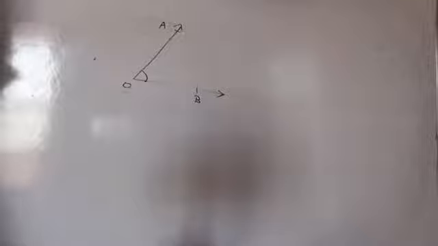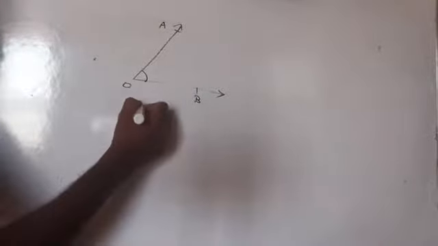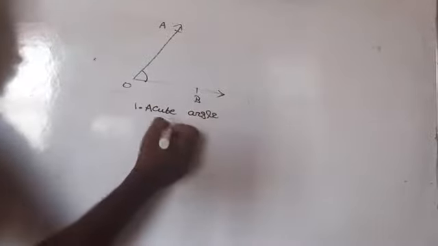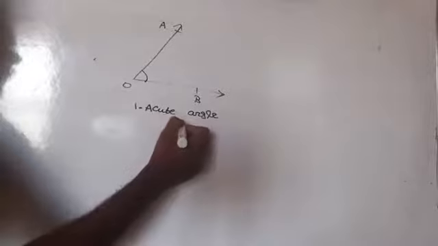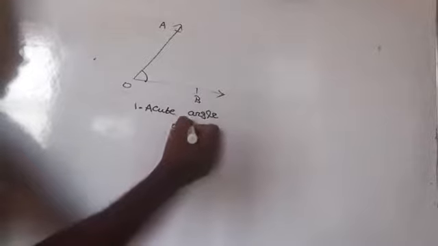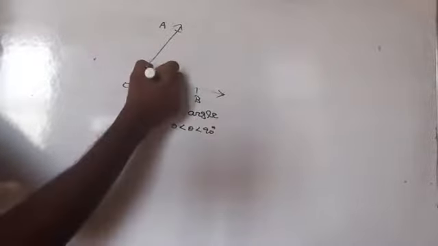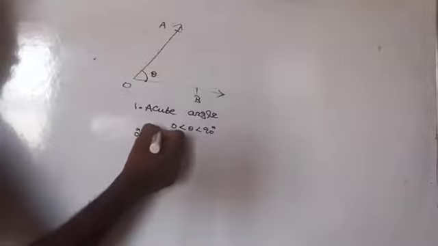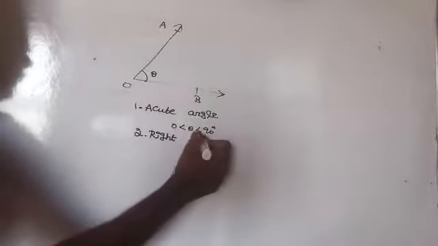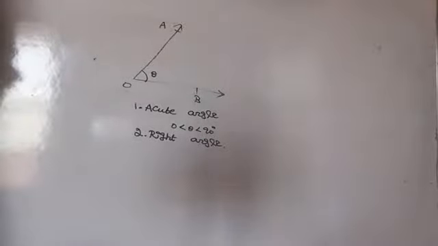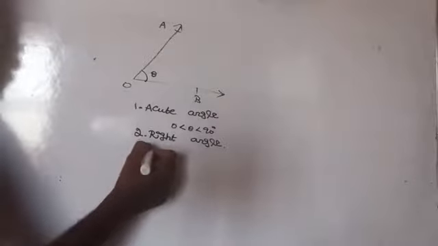What are the different types of angles? First one is the acute angle. Acute angle means an angle which measures more than 0 degrees and less than 90 degrees. If it is theta, you can name it as such. Then the right angle: an angle whose measure is exactly 90 degrees is called a right angle.